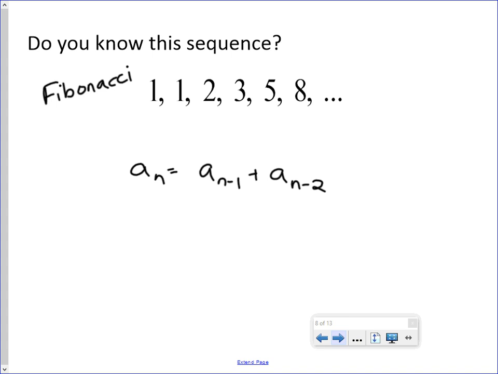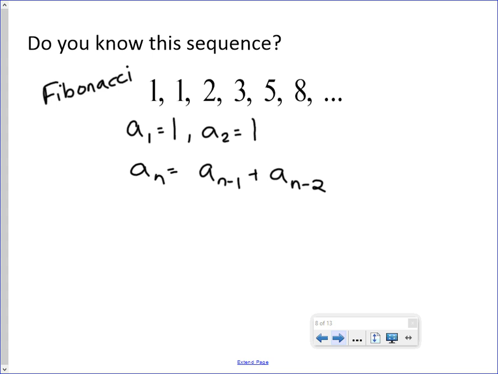And if we were doing the recursive rule, we would say that A sub 1 is 1 and A sub 2 is also 1. So if we wanted to get A sub 3, we would add these two terms together. 1 plus 1 is 2. Then 1 plus 2 is 3. 2 plus 3 is 5, 3 plus 5 is 8.